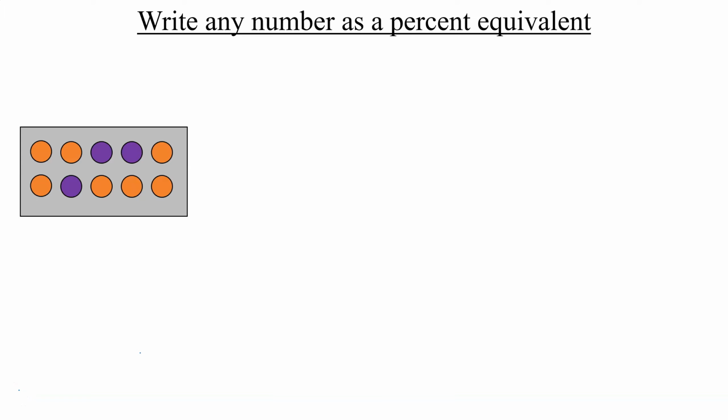In this video, we are going to look at how to write any number as a percent equivalent. So if you look at this picture here, we have 10 circles in this rectangle, and 3 of them are purple. So we can write our fraction 3 over 10. Another way we could represent this is we could also express this as a percentage. So if we want to talk about what percent of the circles are purple, we would say 30%.